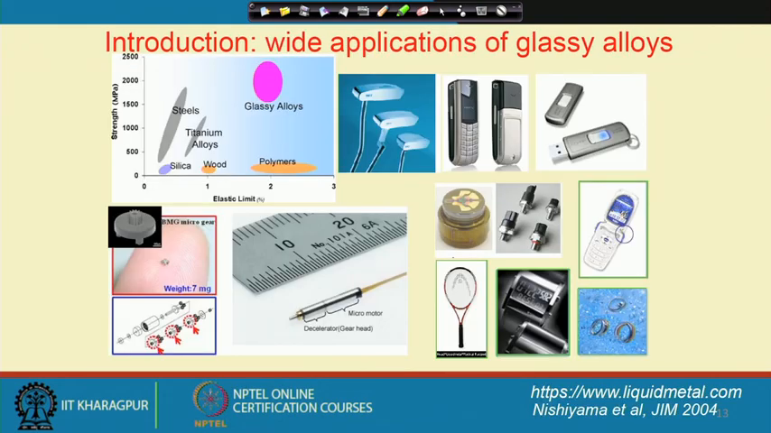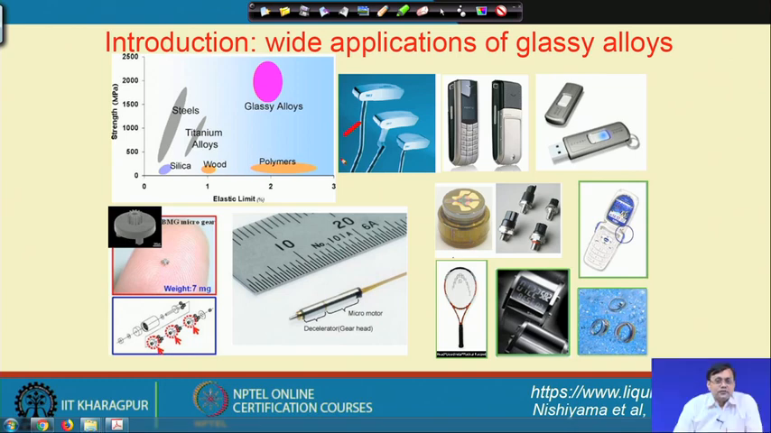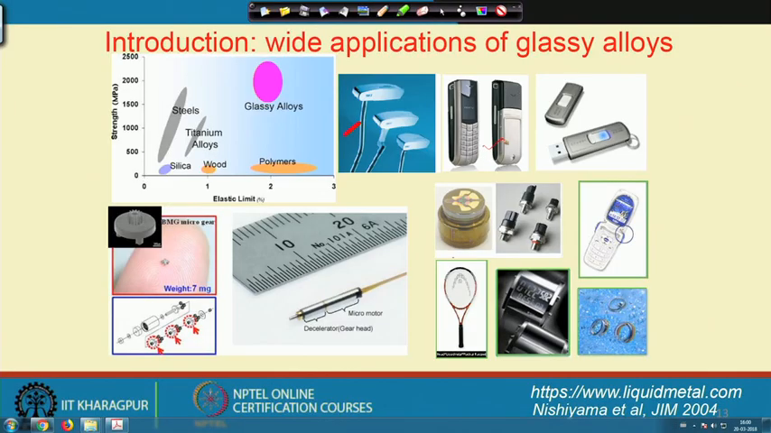So, people have also explored a lot of different application areas so far. One can see these are golf clubs. Because of the high elastic strain limit, one can use them for golf clubs, because they have a very high resilience. They can store a very high amount of elastic energy. So, one can also use them for their high aesthetic nature and surface finish, as a case, like some of the USB stick cases and so on.